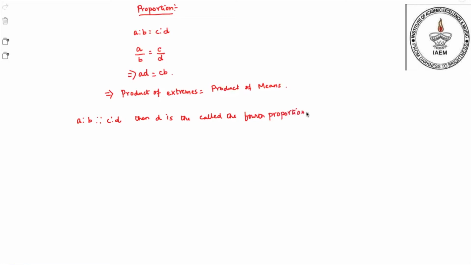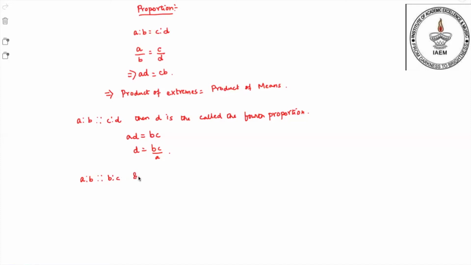And how will we calculate this? Because we know that A into D equals to B into C. Therefore, D equals to B into C by A. So the fourth proportion is calculated by using the formula, the product of the means by one of the extreme terms.